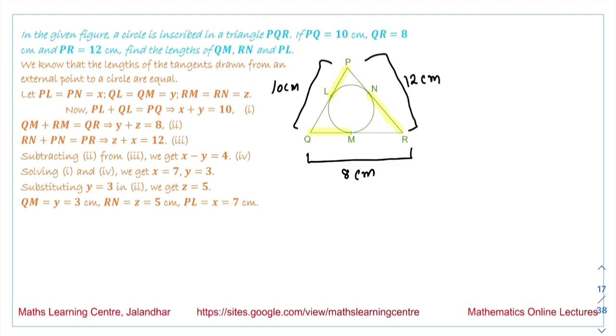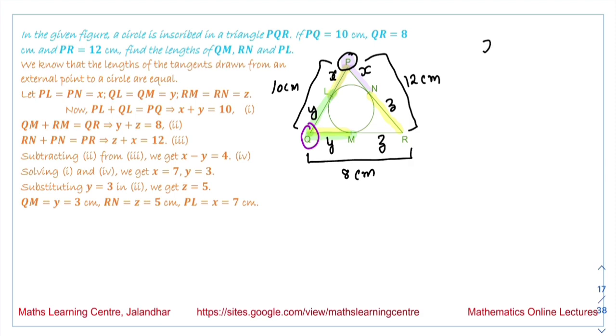Now if we consider this point P, PN and PL are both tangents over here. Suppose the length of both these is X, because both are tangents from the external point P, so their lengths will be equal. Similarly, if we consider this point Q, QL and QM are both tangents, and we suppose the length of both these is Y, and similarly the lengths of RN and RM are Z.